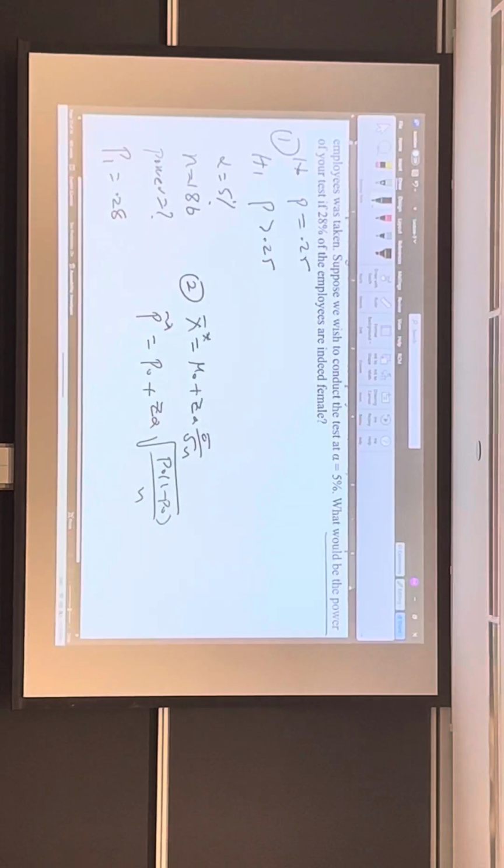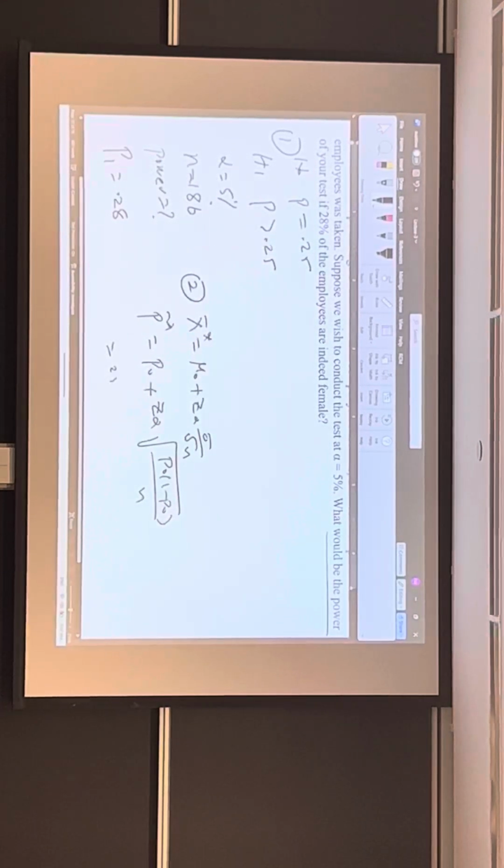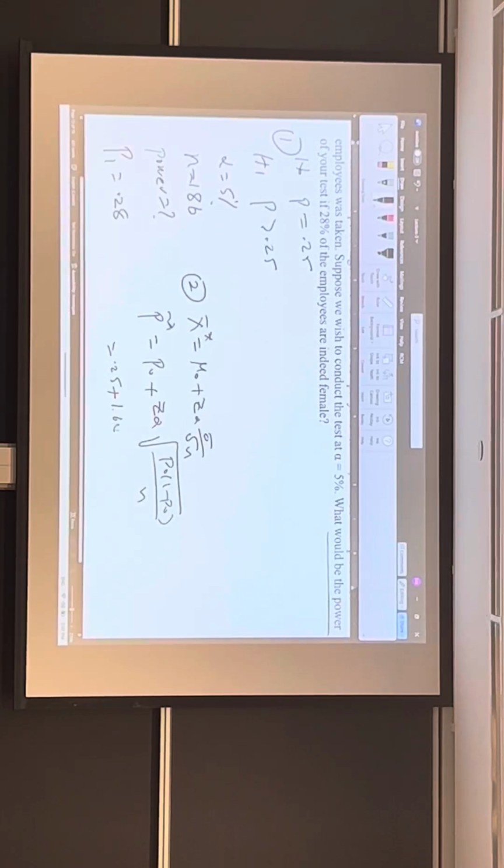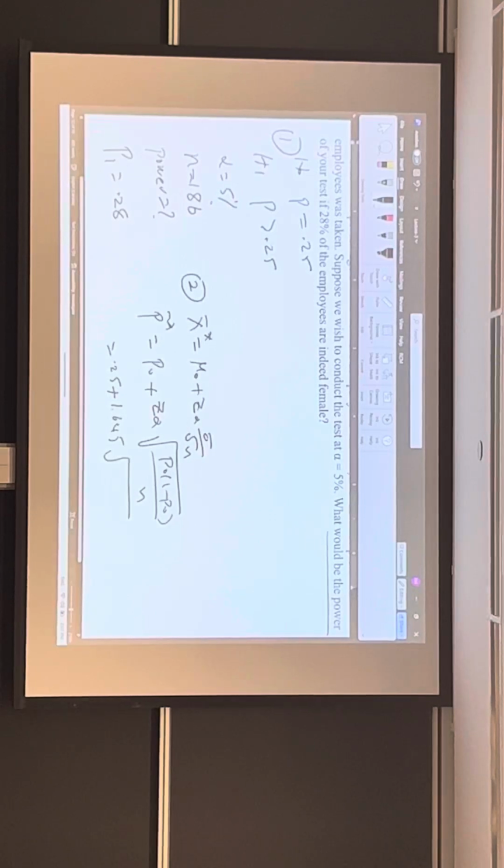Let's apply and see what we get here. That's 25. Z of 5% is 1.645. That is 25. That is 1 minus 25. That is 186. What is that number?